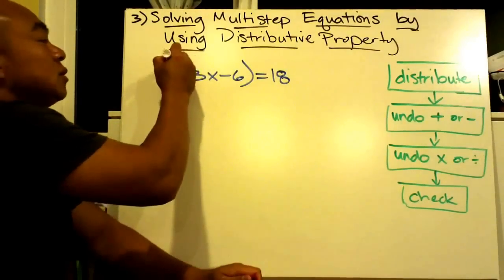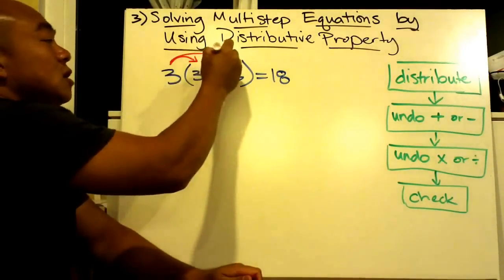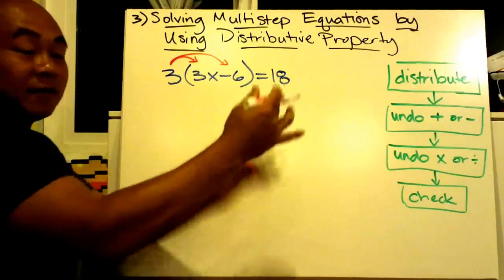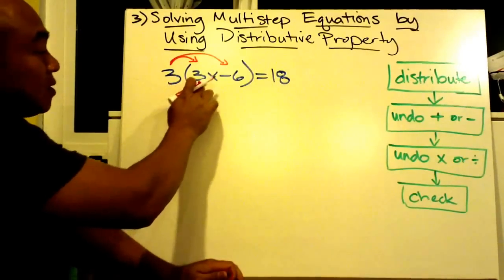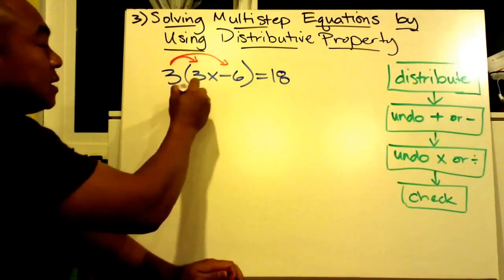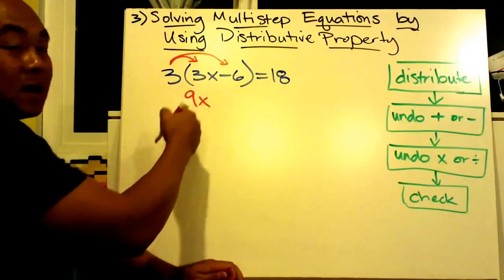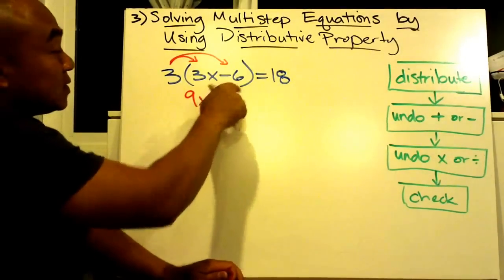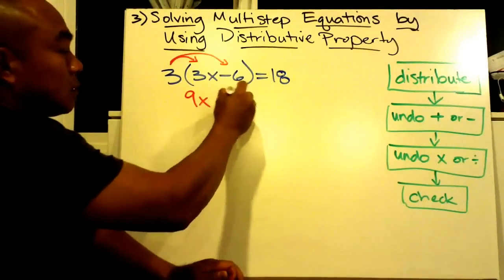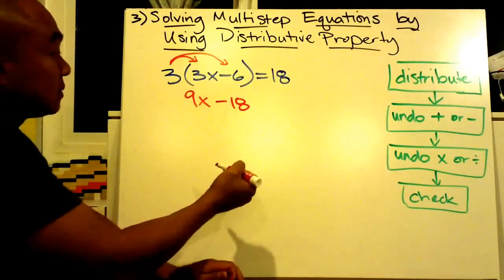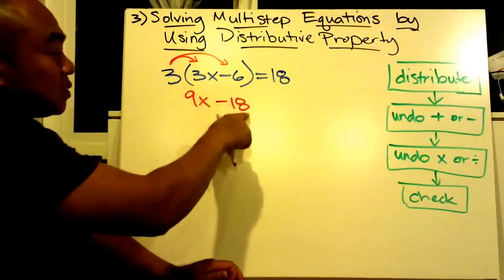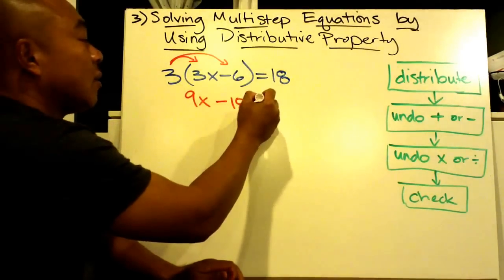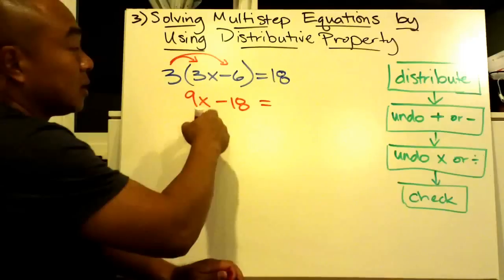And again, when you distribute, you are taking your number out here and you're multiplying to everything inside of the parentheses. So if I multiply here, that's 3 times 3, that gives me 9x, and don't forget about the x. Then I'm going to take the 3, multiply it to the negative 6, that gives me 18, or minus 18. If you took 3 times 6, you'd get 18, and don't forget it is a subtraction question here. So now we have distributed.